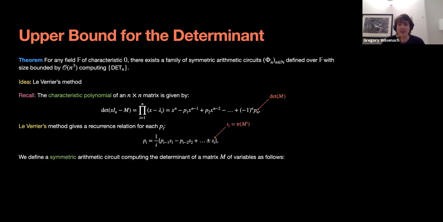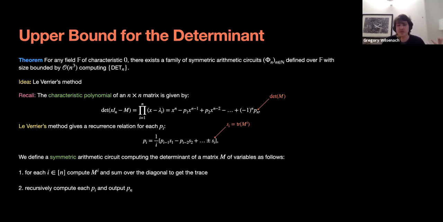And this can be done quite naturally via a symmetric arithmetic circuit as follows. For each i, you compute the power. This can be done symmetrically, and you take the trace. Again, this can be done symmetrically, and then you iterate this process and compute Pn. I mean, it's a really obvious implementation.